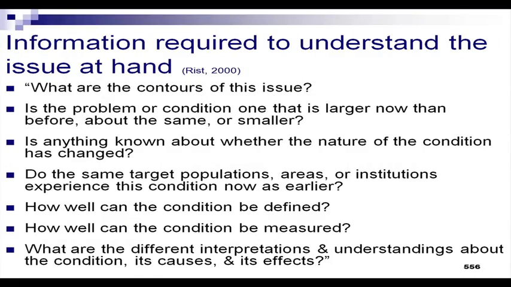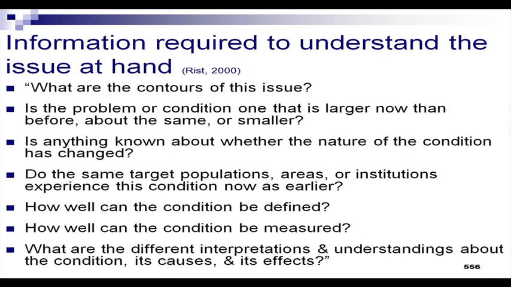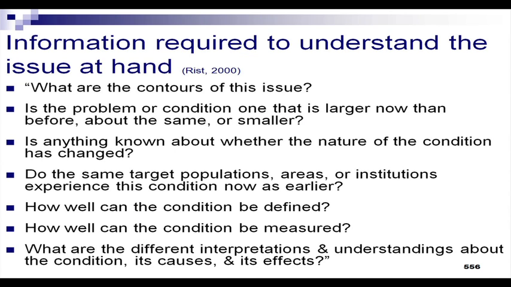The information that is required to understand the issue at hand. What are the contours of the issue? So this is a checklist. What is the size and shape of the issue? Is the problem or condition one that is larger now than before, about the same, or smaller? What is the size of the problem? Is anything known about whether the nature of the condition has changed? Is it the same type of problem that is continuing, or has the type of problem changed? Do the same target populations, areas or institutions experience this condition now as earlier?